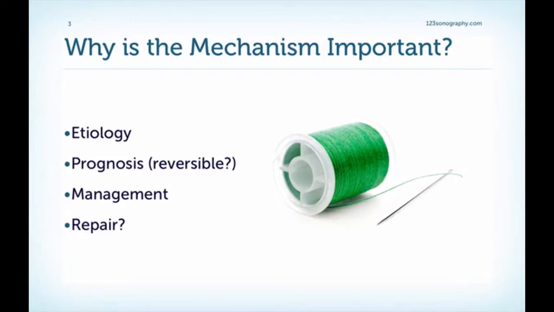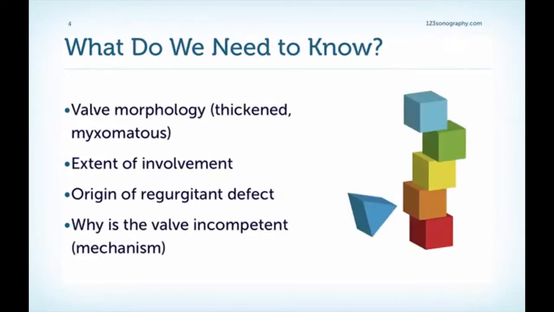So, it's important to know the mechanism, because it gives us clues as to the etiology of regurgitation. It helps us to assess the prognosis, in particular if regurgitation can be expected to be reversible, how to treat the patients, and finally, if the valve can be repaired, and if yes, how the valve should be repaired.